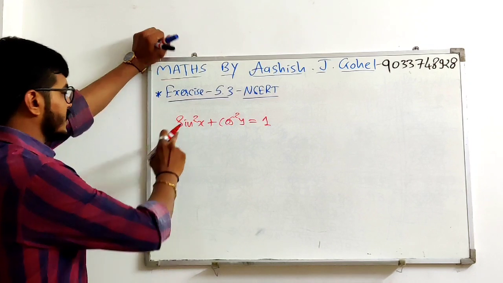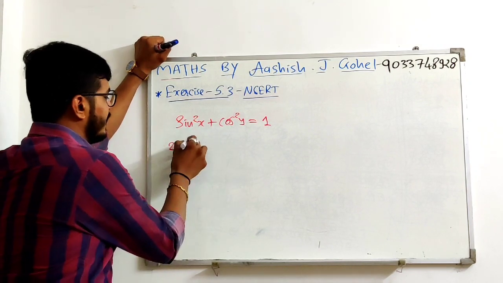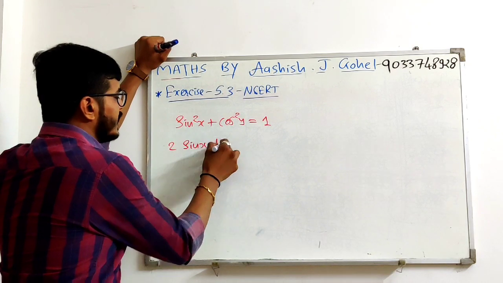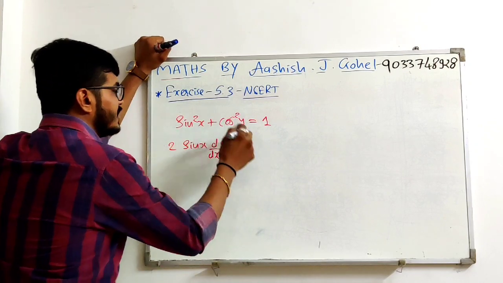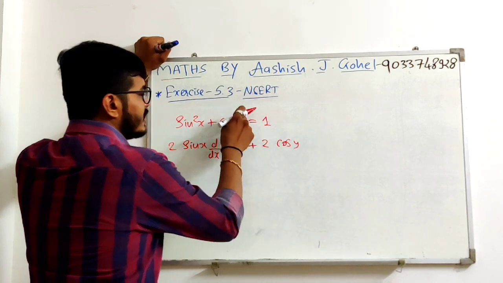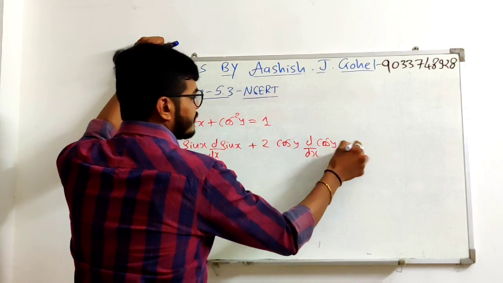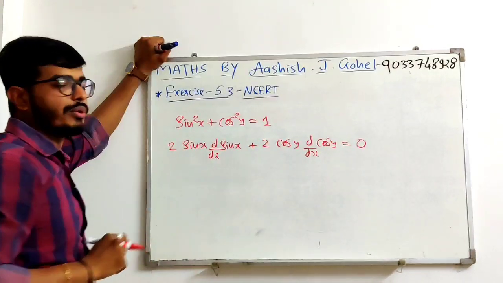So first, differentiation of sin square x. 2 will be ahead, 1 power will decrease, and again we need to differentiate sin x as per the chain rule. Here also it will be the same, 2 will be ahead, 1 power will decrease. Then again differentiation of cos y. And here the differentiation of the constant term is 0.